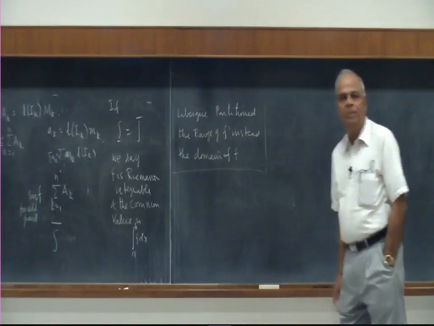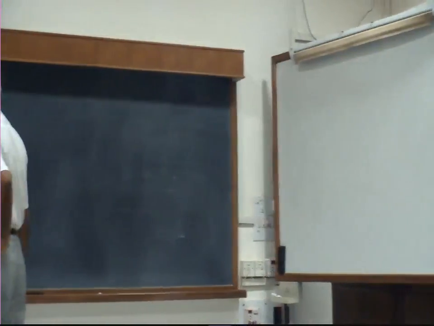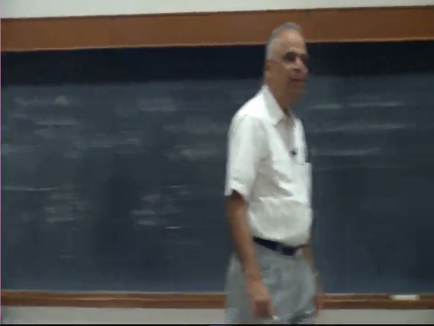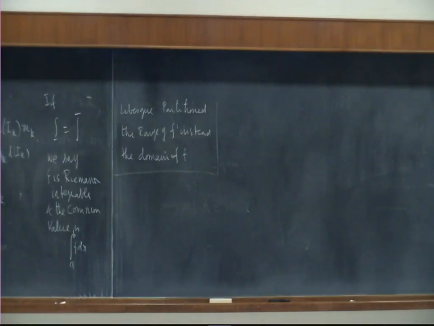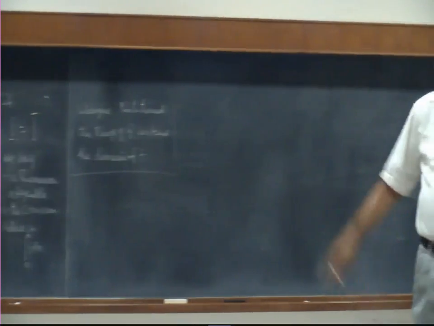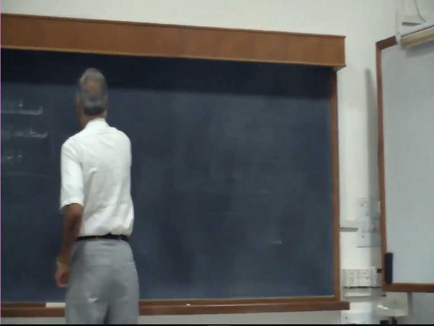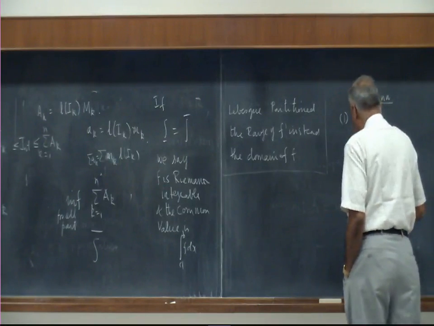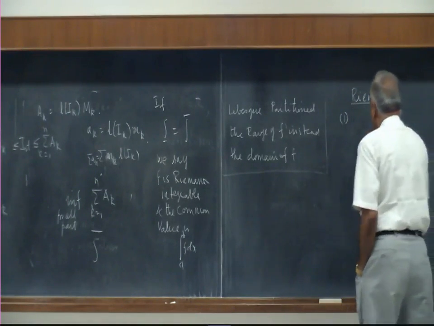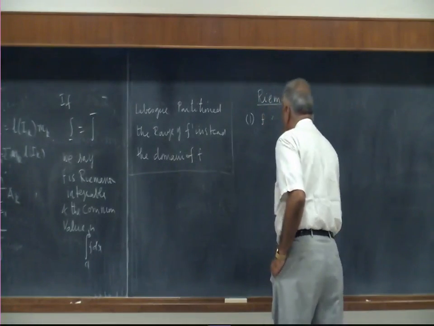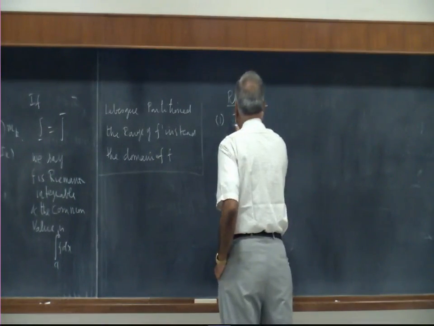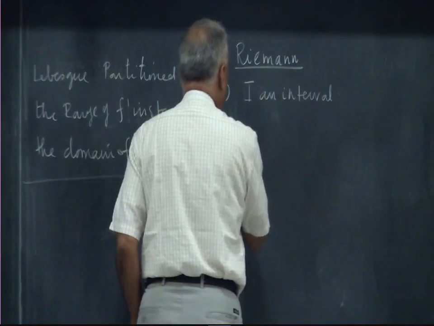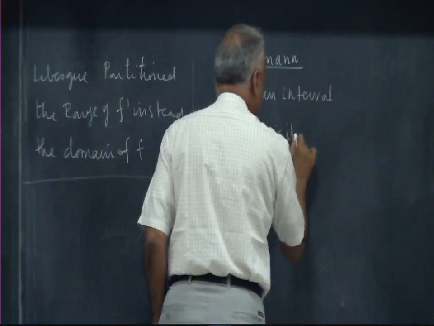Now let's look at Riemann. What did Riemann do? Riemann said, I could calculate area if the function was flat. What does that mean? That the function takes constant values in subintervals, and there are a finite number of them. So this is what Riemann did. First, he starts with f, and an interval I, and the length of I is its quantification.